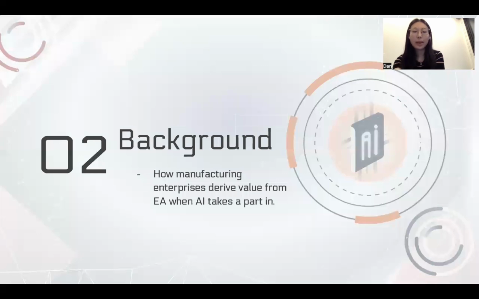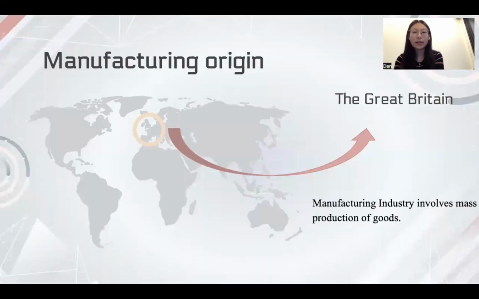Now, let's dive into the background information. With the development of disruptive technologies, all walks of life have been affected to varying degrees. A typical example is the manufacturing industry. The manufacturing industry has a long and wealthy history. It was first developed in Great Britain. This industry makes mass production of goods.